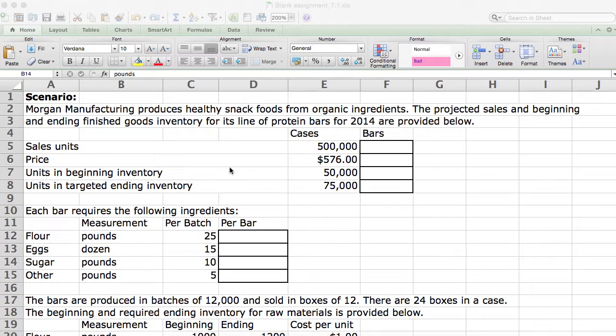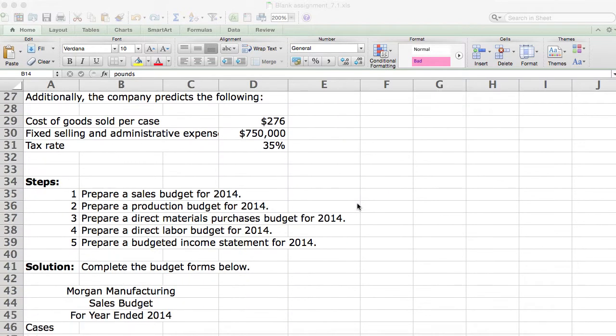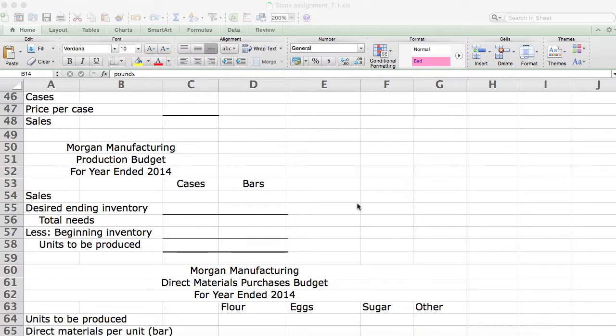You can see here that we've determined exactly how many sales units we would have both in cases and in bars. We're also given our beginning and targeted ending inventory, and we've also already calculated that in bars. So we'll bring that information down into the production budget. Remember that in row 57, they're telling you to deduct the beginning inventory from your total needs, and that'll give you the quantity that you want to produce.